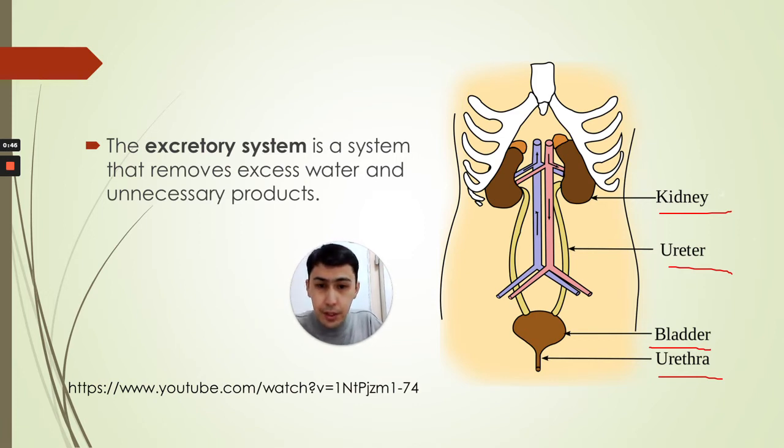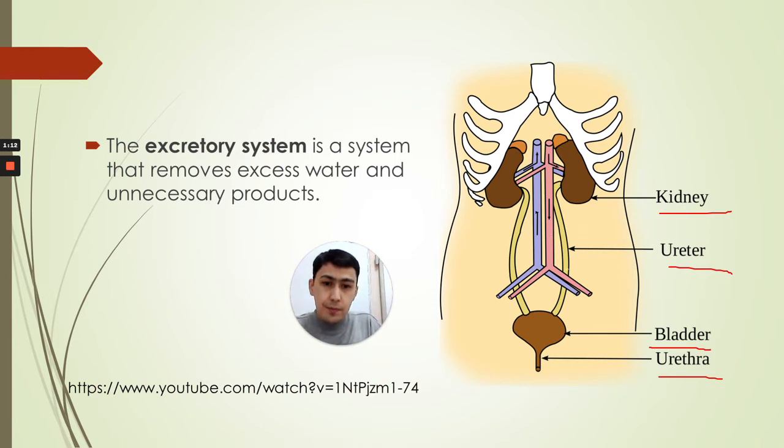Kidneys. You have two kidneys. The function of the kidney is to filter the blood, take unnecessary products from the blood, remove them, and send them to the urinary bladder. The proteins, erythrocytes, and other blood cells remain in the blood. So it is cleaning the blood.